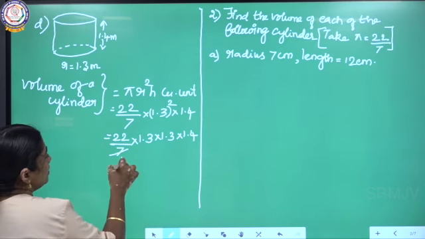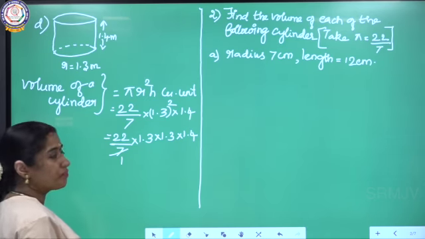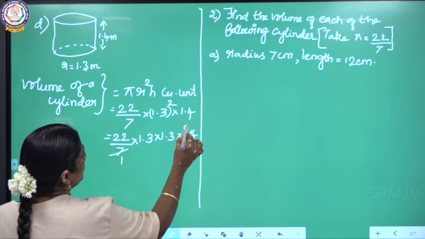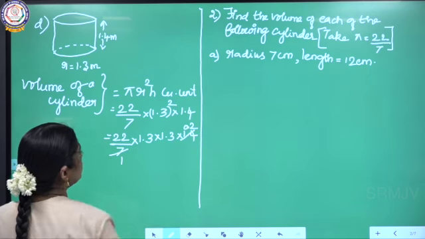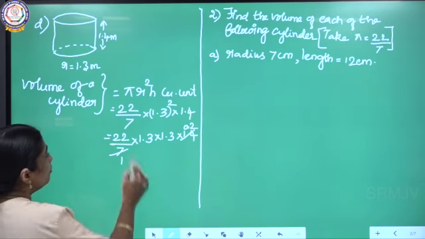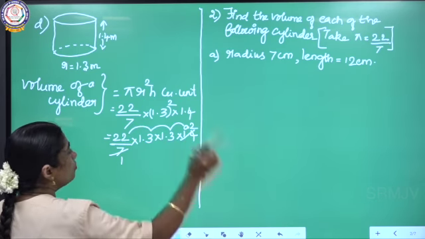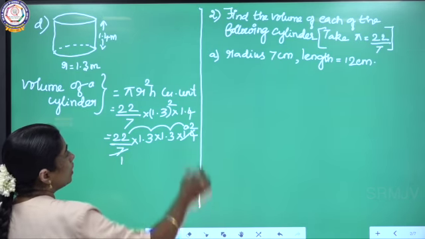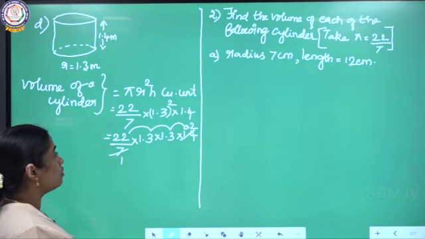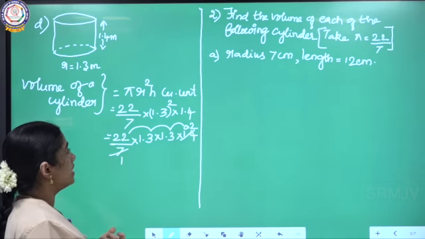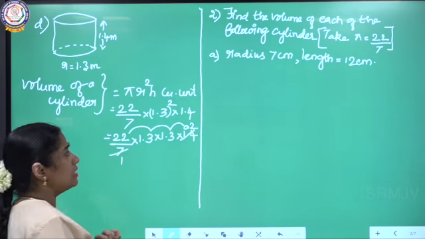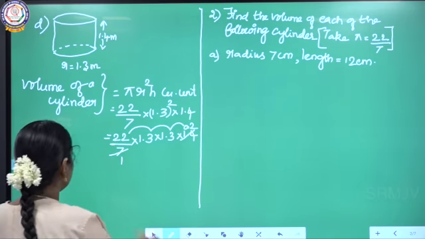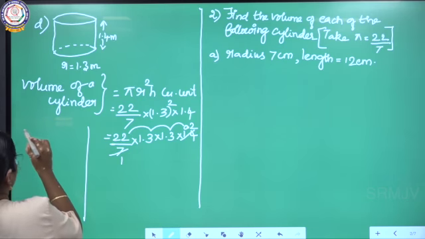Listen, 7 ones are 7. Got it? And this, how can I write this? 0.2. I can write it as 0.2. Now you multiply all the numerators. I can cancel this 7 and 1.4 becomes 0.2, because 7 ones are 7, 7 2s are 14. So I have written here 0.2. Just do this in the rough column.